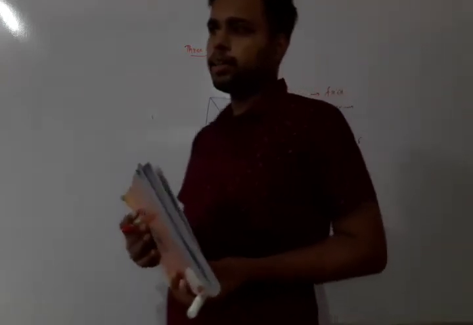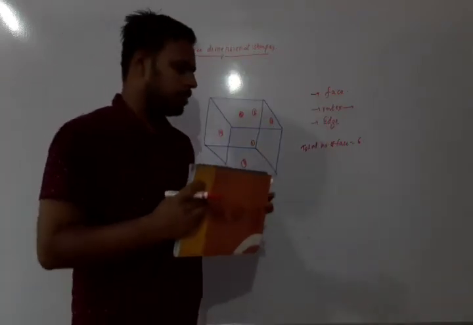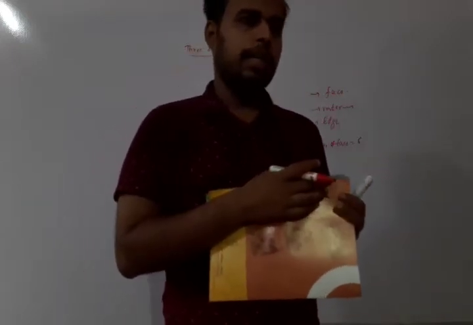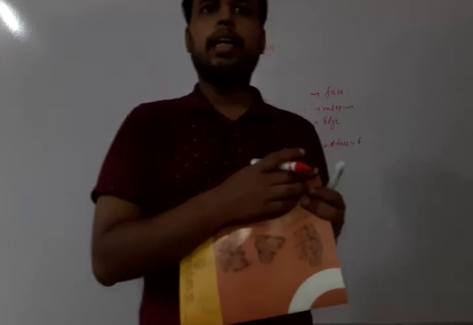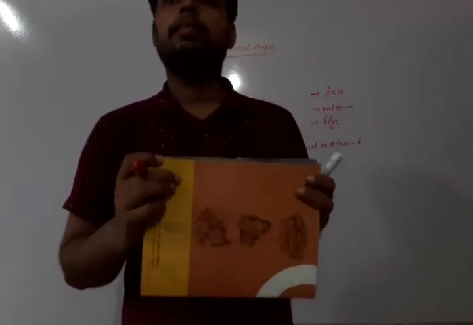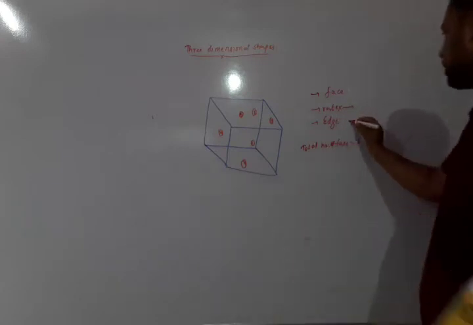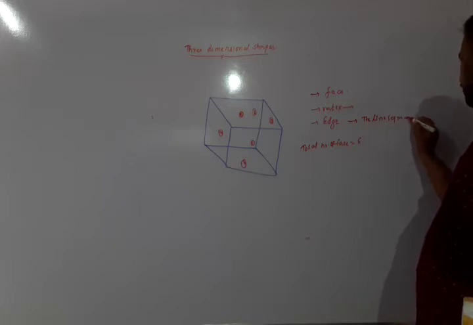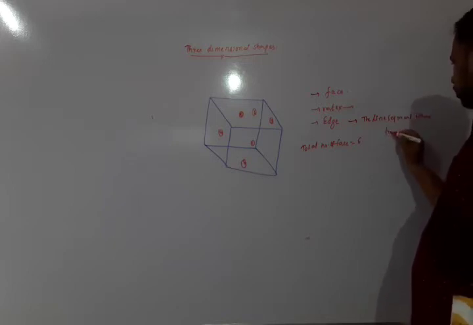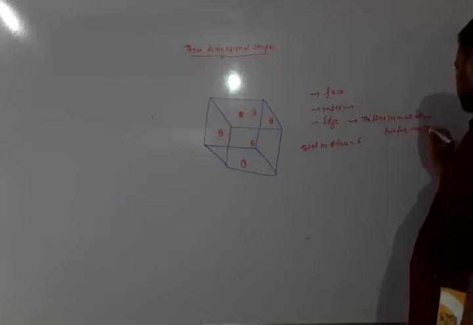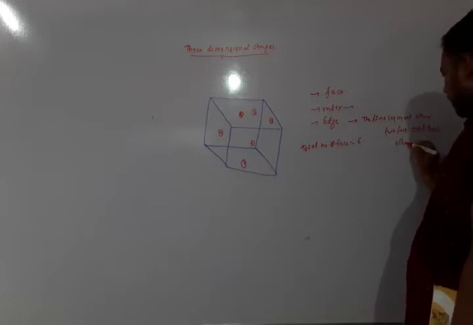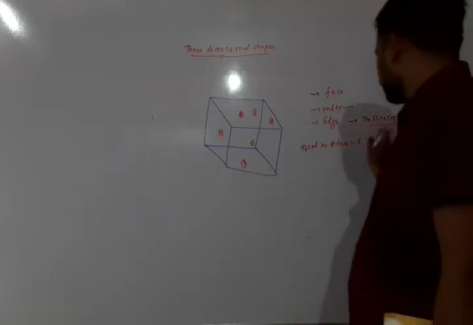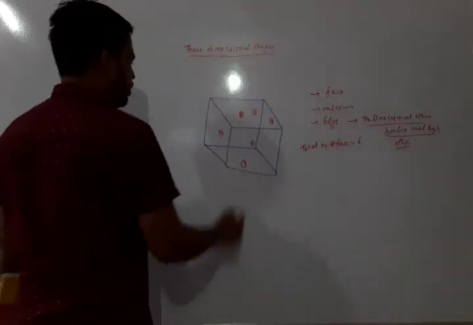Now what is a vertex? Before coming to vertex, we will see edge. What is the definition of edge? Here the definition of an edge is the line segment where two faces meet each other. Where two faces meet, what will we call it? Edge.